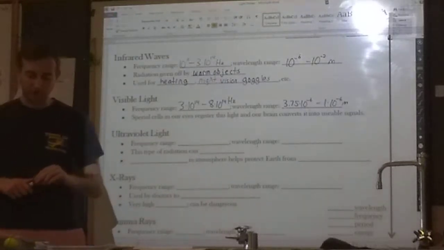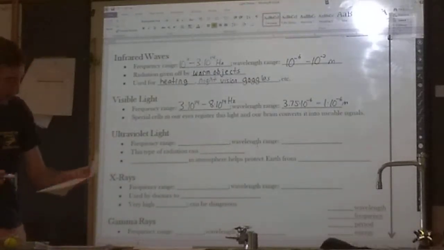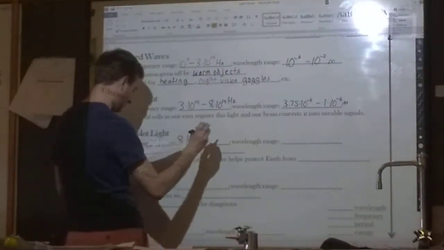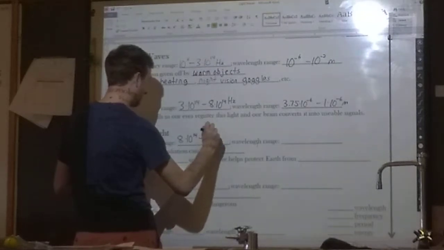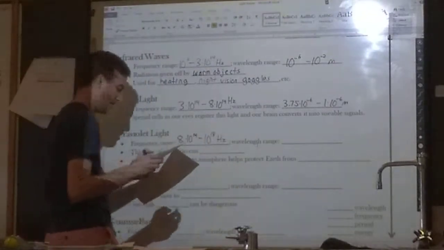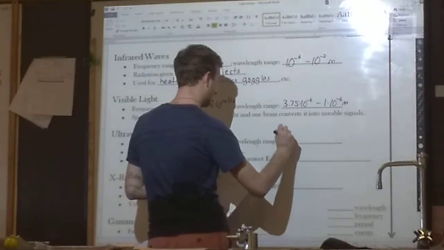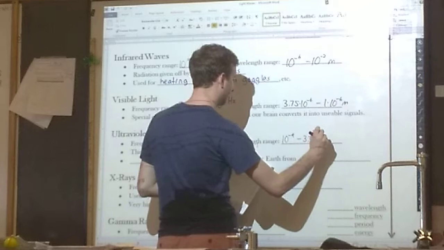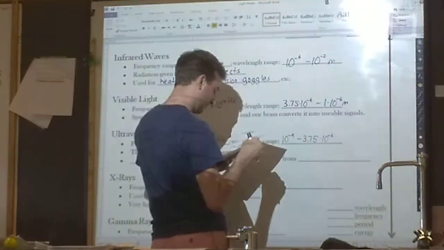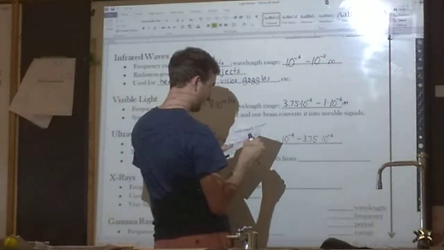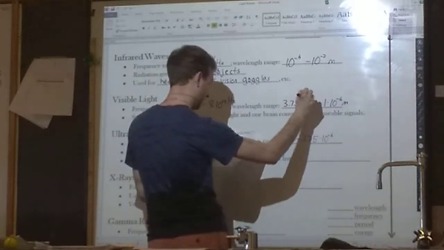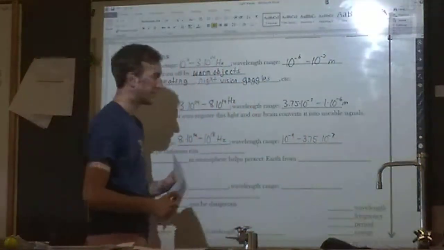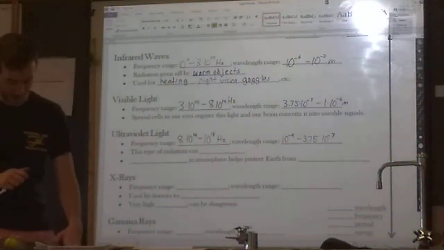Next one, ultraviolet light. Frequency range of 8 times 10 to the 14th up to 10 to the 18th hertz. Okay, the wavelength range goes from 10 to the negative 9th up to 3.75 times 10 to the negative... I'm just writing everything wrong today. This is not good. 10 to the negative 7. Please make that change. Not that it really matters that much, but I can't stand when I write things down wrong.